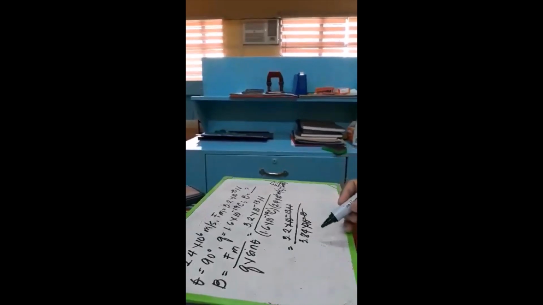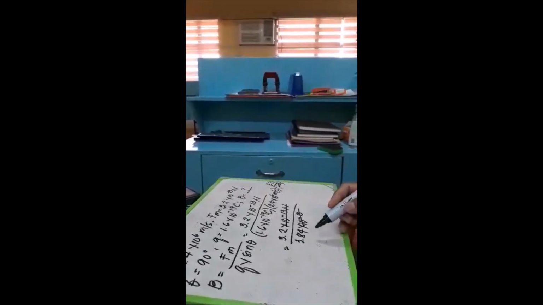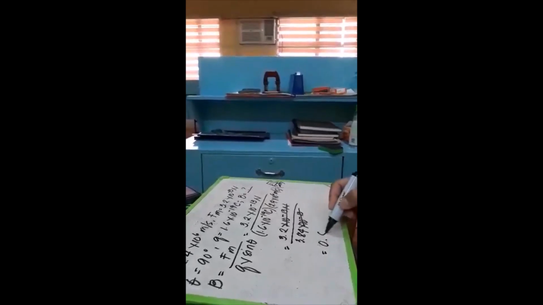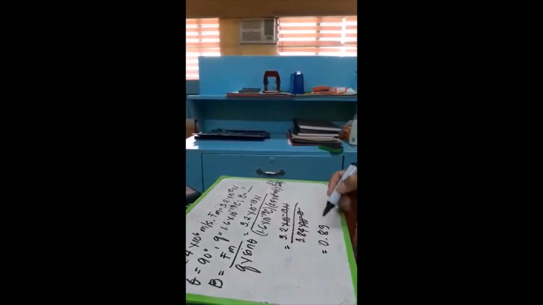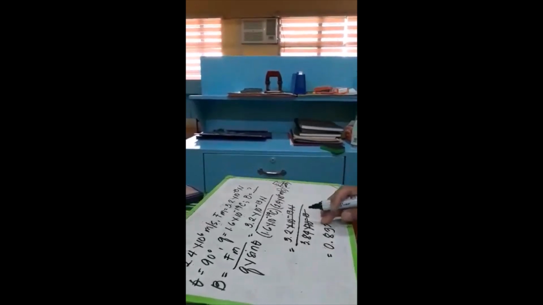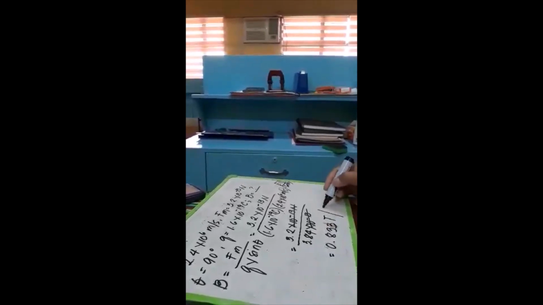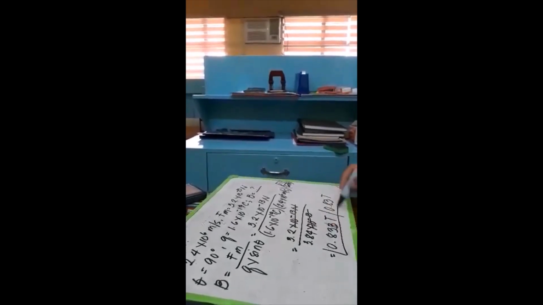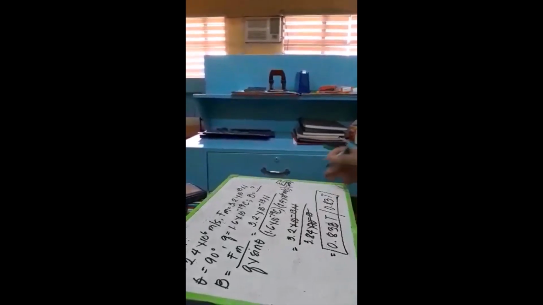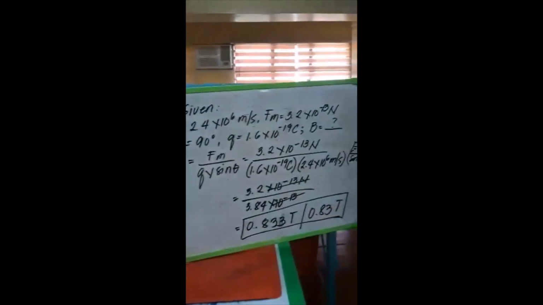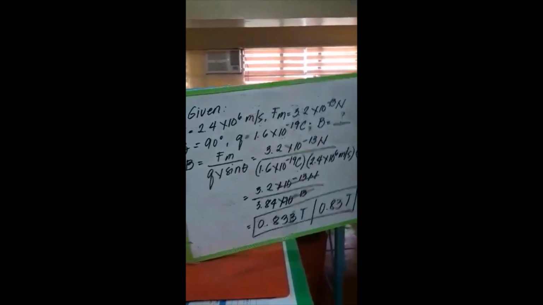So what will be our answer? 3.2 divided by 3.84. So our answer is equal to 0.83 Tesla, or simply 0.83 Tesla. This is our answer for our second problem. Okay, so this is it.